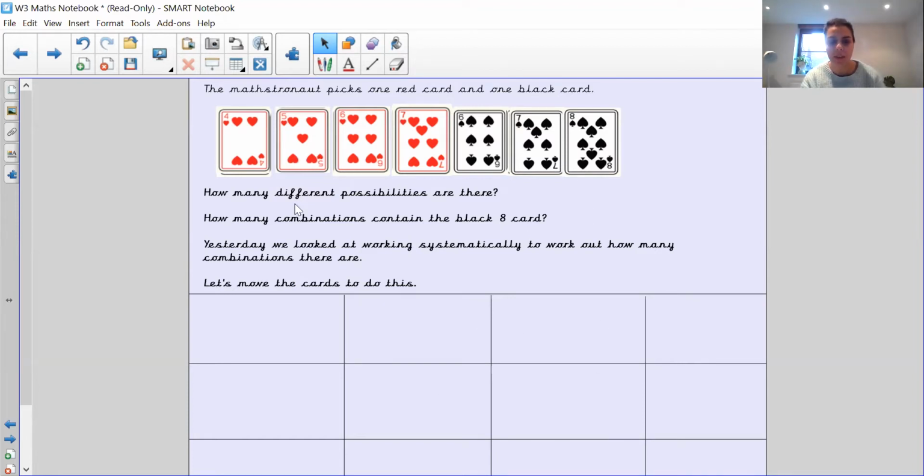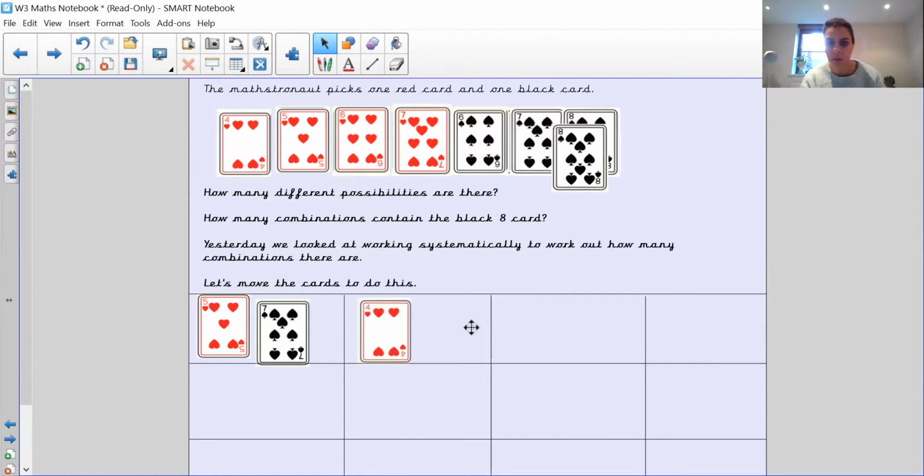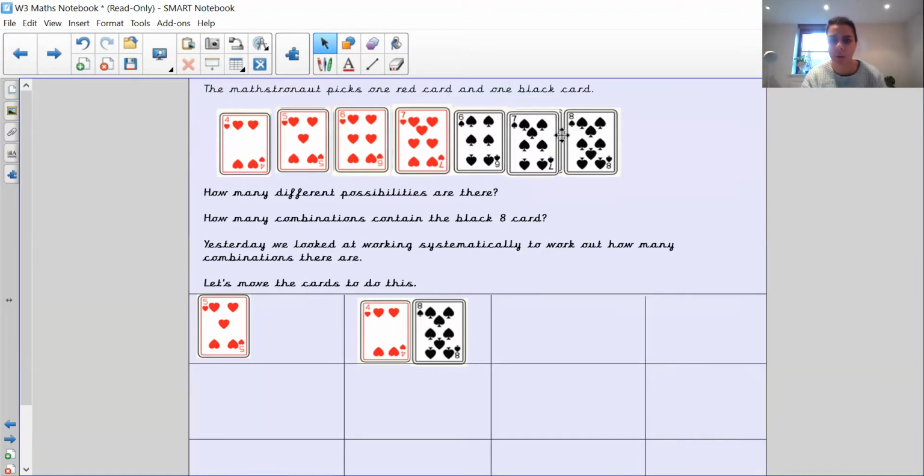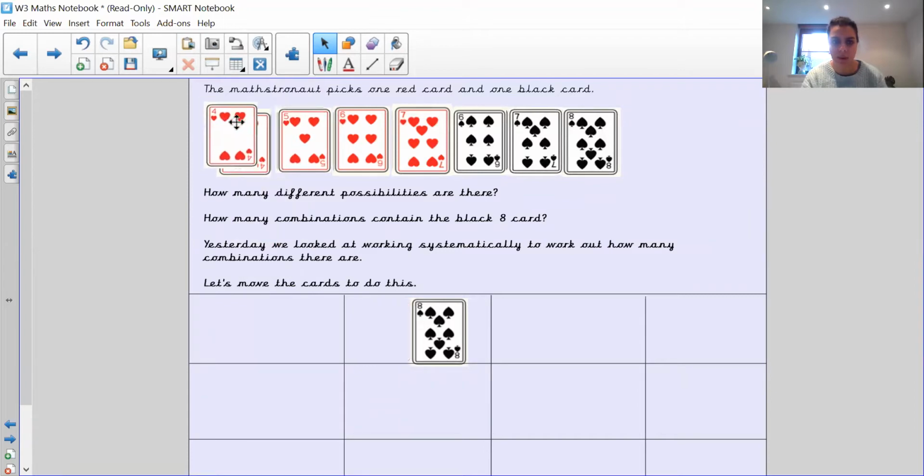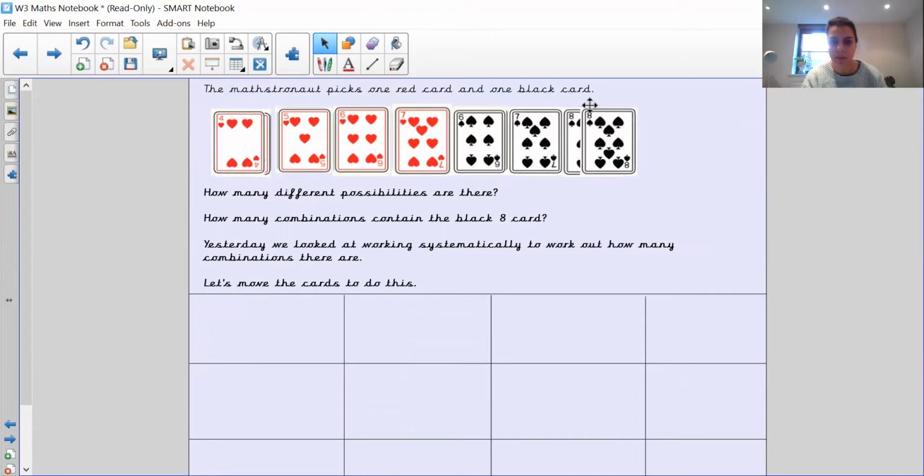Now to do it systematically, if I did it randomly, I might go, just one of those, one of those, one of those, one of those. And it's quite difficult to remember which ones you've done. Because when it gets to the end, you won't remember if, oh, have I done the red 5 and the black 7? It'll be tricky to remember. So we're going to do it systematically to help us work it out. I'm going to show you how I'm going to do it.